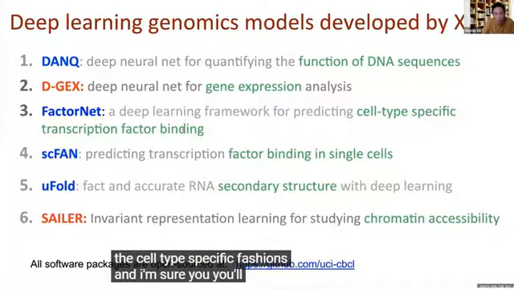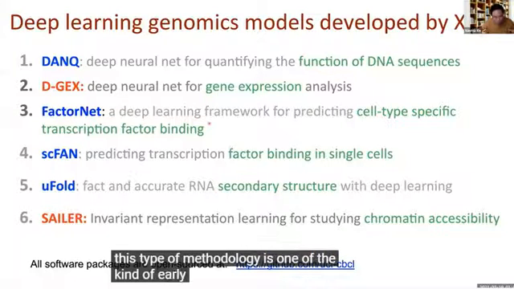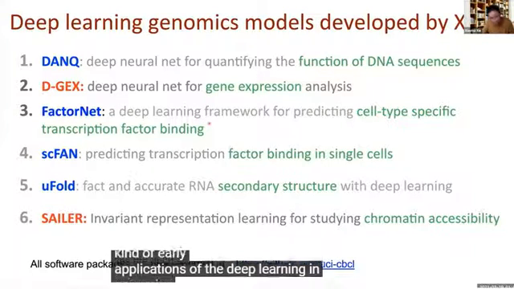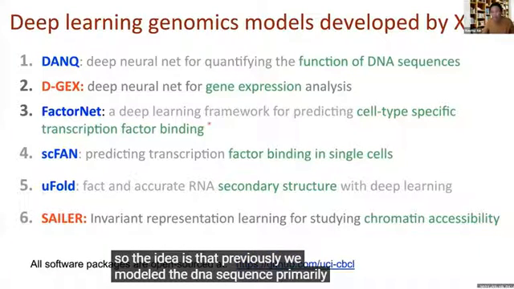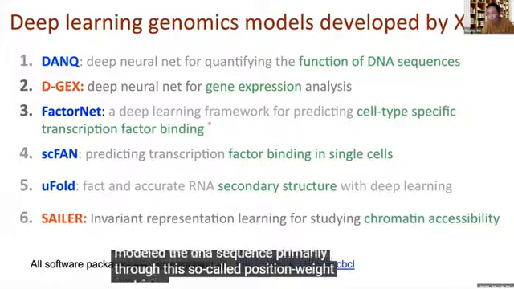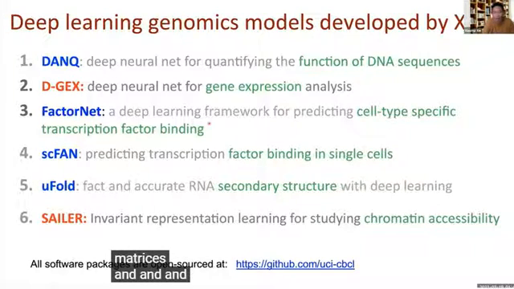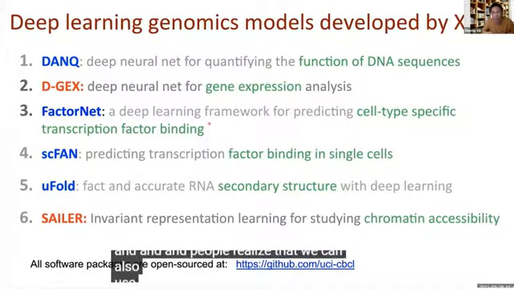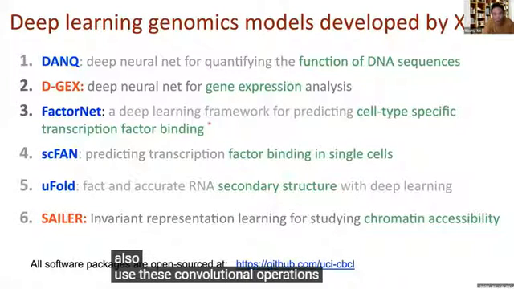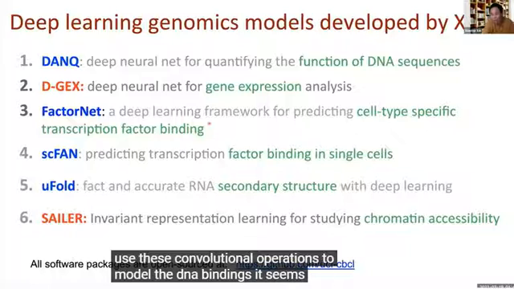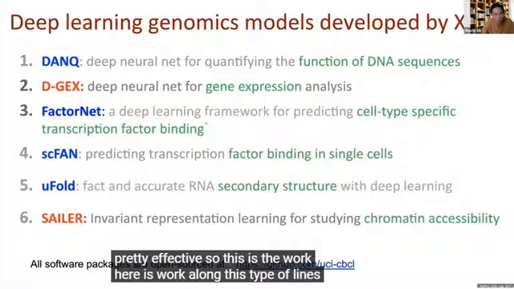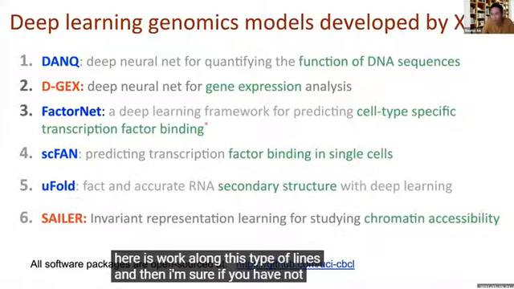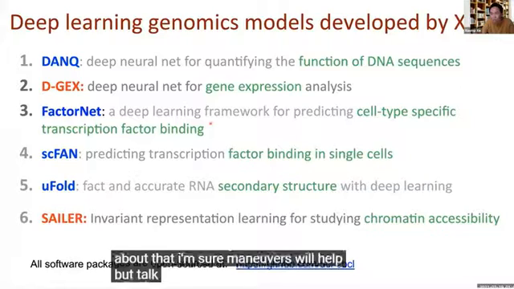And I'm sure you heard about that because this type of methodology is one of the early applications of deep learning in genomics. So the idea is that previously we modeled the DNA sequence primarily through so-called position weight matrices. And people realized that we can also use convolutional operations to model DNA binding. It seems pretty effective. So the work here is along these lines. If you have not heard about that, I'm sure Manolis will talk about this part.